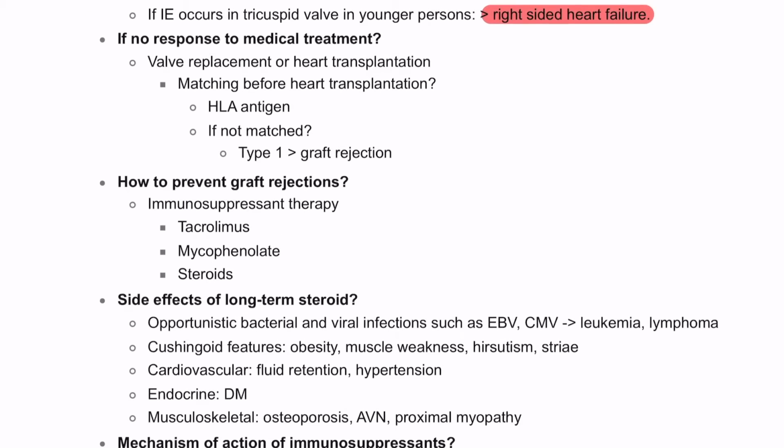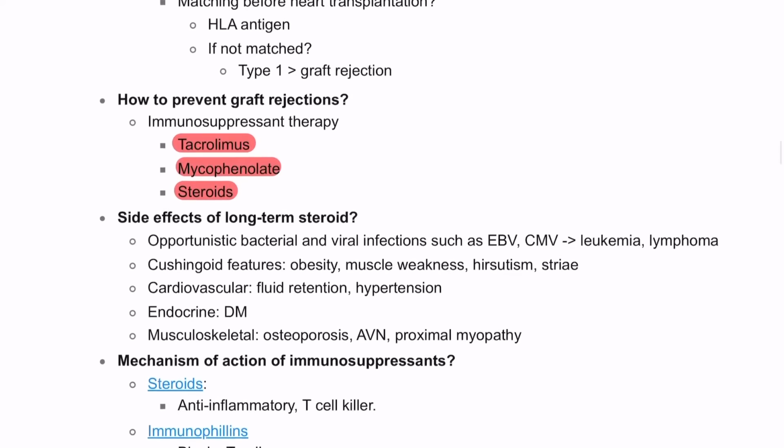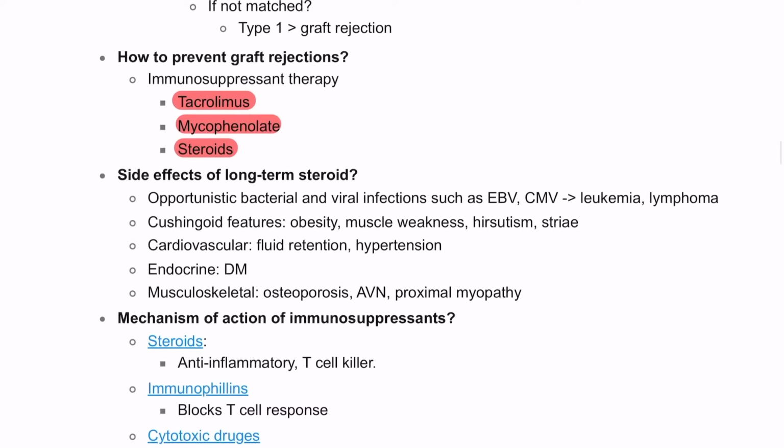Types of graft rejection: you do have the acute and the chronic graft rejection. And the acute one mainly happens due to the HLA or ABO system. And to decrease the risk of rejection, we need to give the patient some immunosuppressant medication that includes tacrolimus, mycophenolate, and the steroids. The side effects of long-term steroids, you can move into this now.